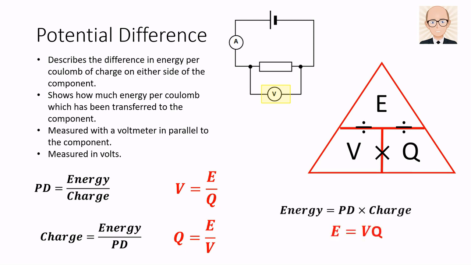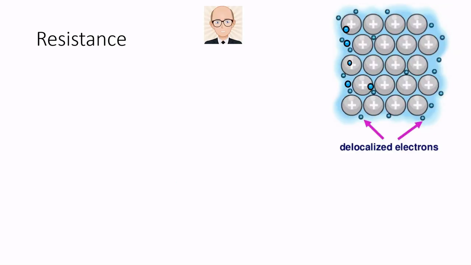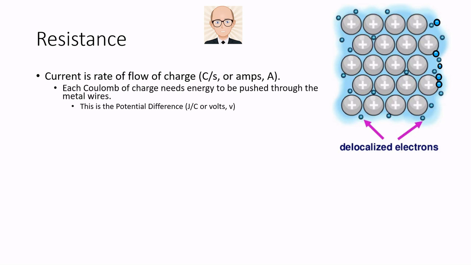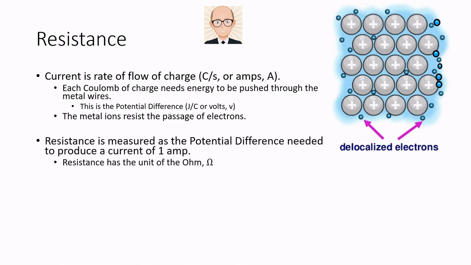In order to understand resistance, I want to look at how metals conduct electricity. Charged electrons flow through a metal as they jump from one metal ion to the next, passing through with a flow rate or current equal to the number of coulombs per second, or amps. Each coulomb of charge is pushed through the metal wire by the potential difference equal to the number of joules per coulomb, or volts. The metal ions get in the way. They resist the flow of electrons. This resistance is measured as the potential difference needed to produce a current of 1 amp and is given the unit of volts per amp, or more usually the ohm, after the German physicist George Ohm.